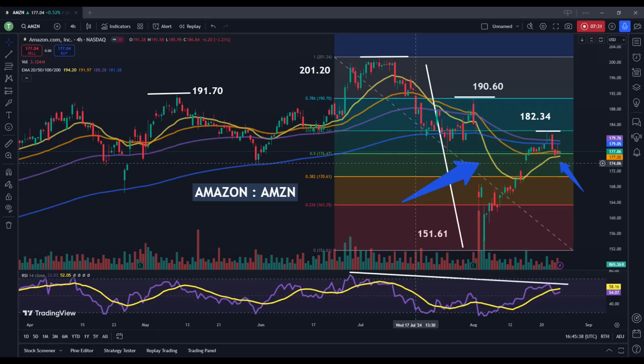Here's the current market update for Amazon.com Incorporated, stock ticker AMZN.